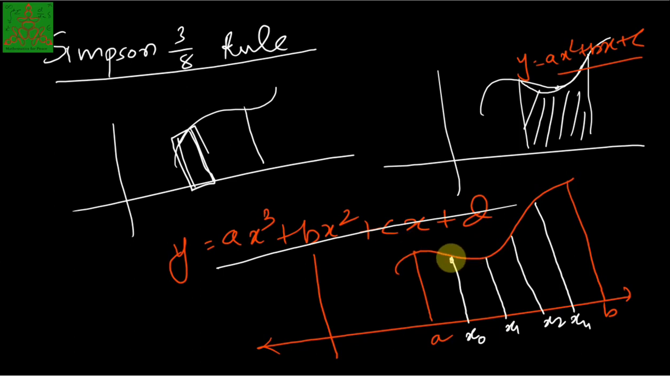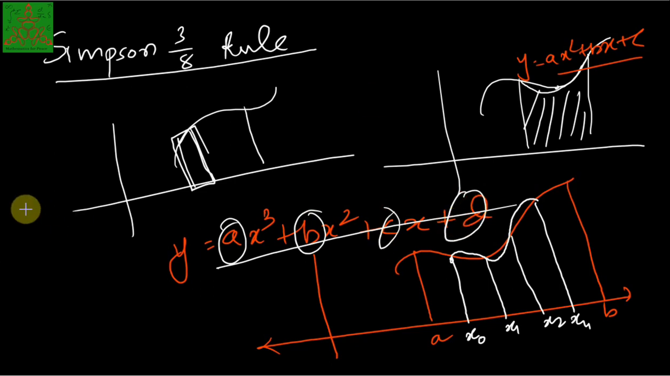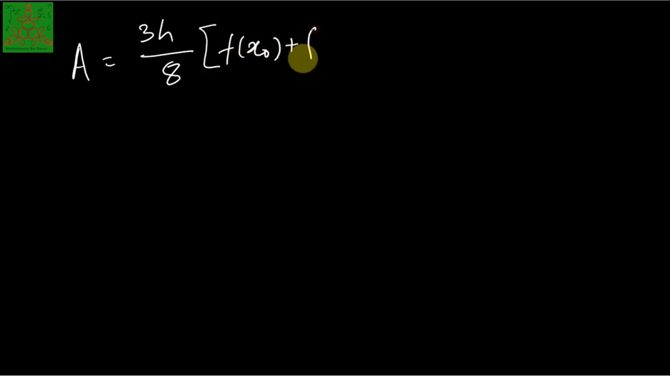So this curve is like this. This is a cubic curve, and if you can find the values of a, b, c and d, as we did in Simpson's 1/3 rule, then the area of this portion drawn with the white figure is 3h by 8 times f of x0 plus f of x3 plus 3 times f of x1 plus f of x2.